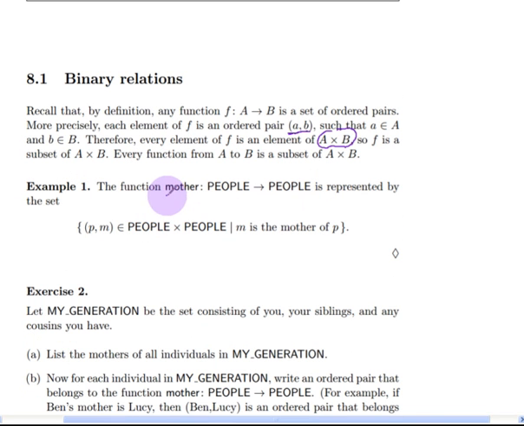All right, now for example, the function mother could be represented as a set of ordered pairs, where the first element of the pair is the person and the second element is the mother. Now notice a very special thing about this set of ordered pairs. No two ordered pairs have the same first element. Okay? Because one person doesn't have two mothers. We're using the sense of biological mother.